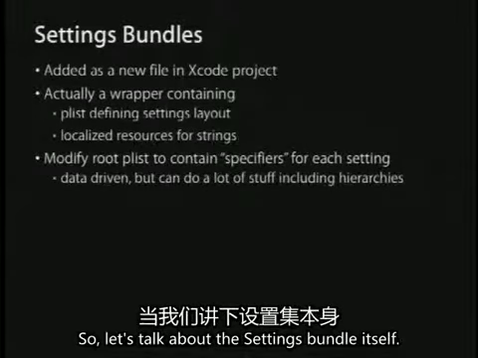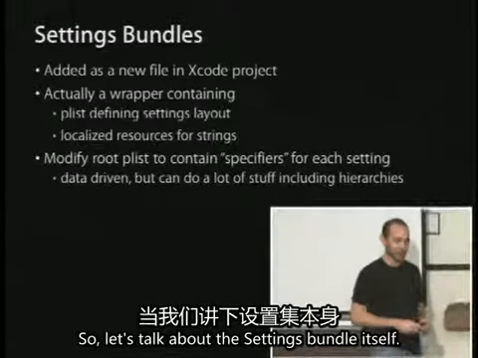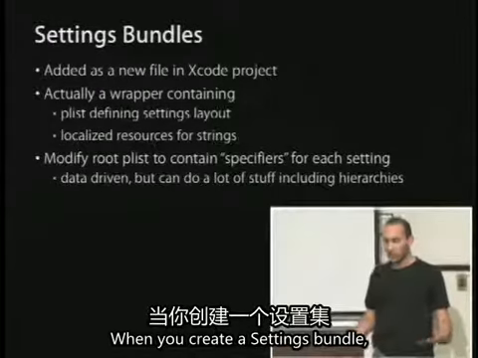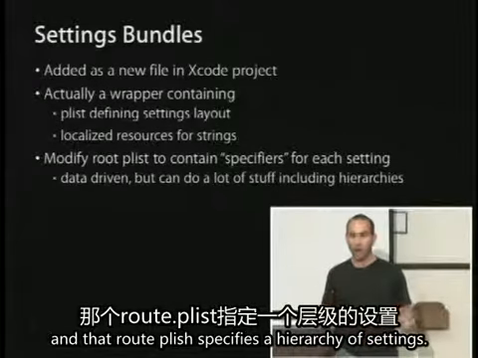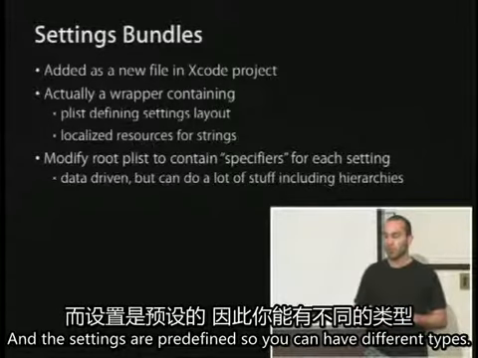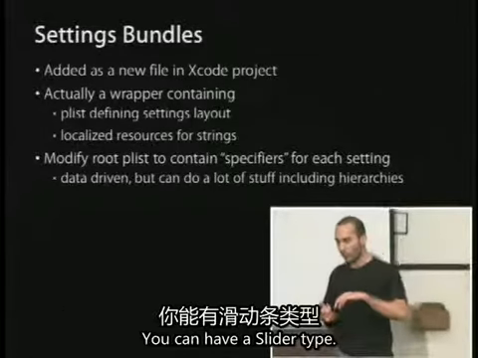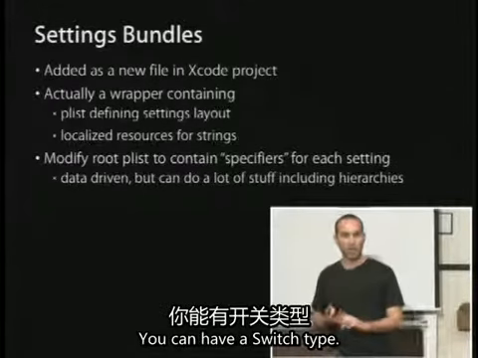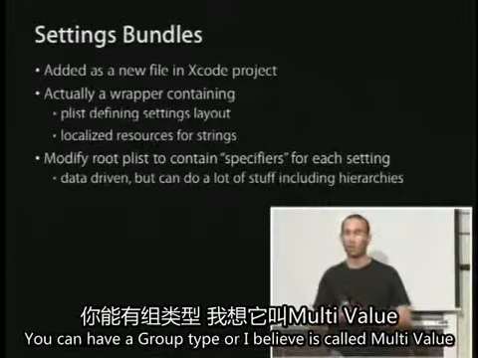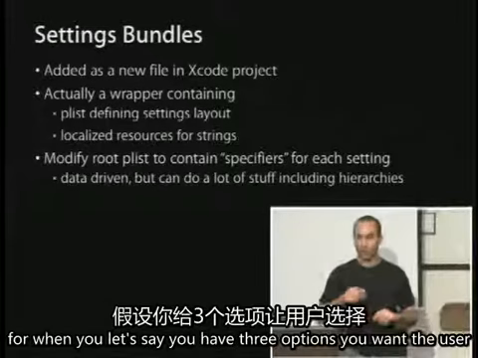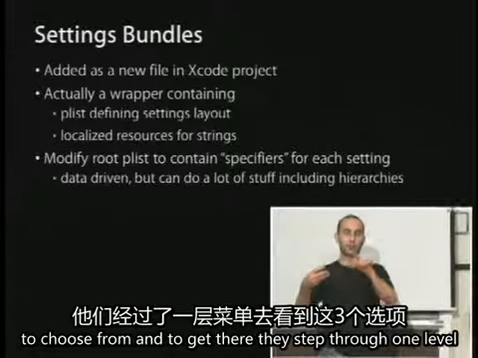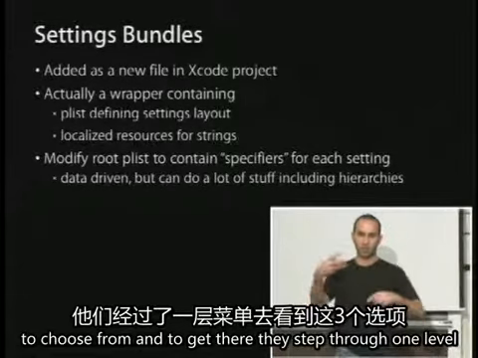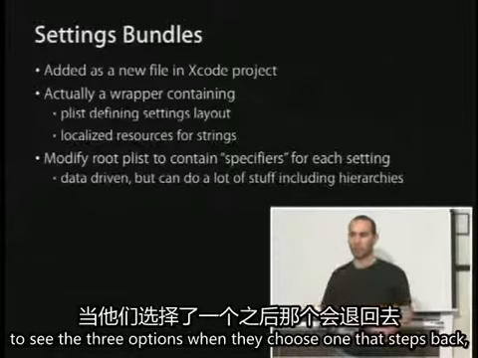All right, so let's talk about the settings bundle itself. When you create a settings bundle, it starts with a root.plist. That root.plist specifies a hierarchy of settings, and the settings are predefined, so you can have different types, right? You can have a slider type, you can have a switch type, you can have a group type, or I believe it's called multi-value, for when, let's say, you have 3 options you want the user to choose from, and to get there, they step through one level to see the 3 options. When they choose one, it steps back. That's a multi-value type.